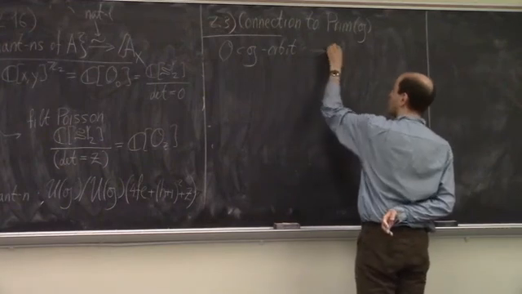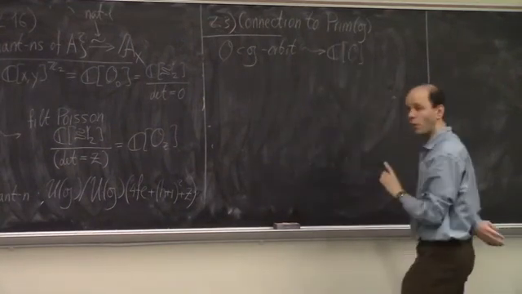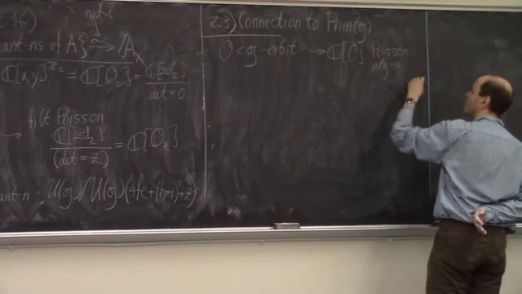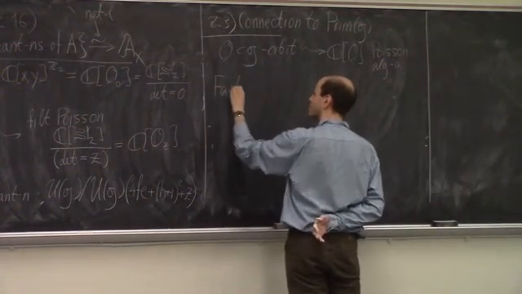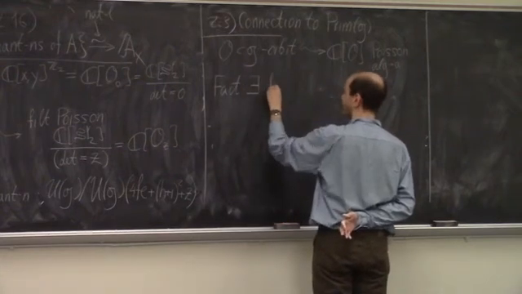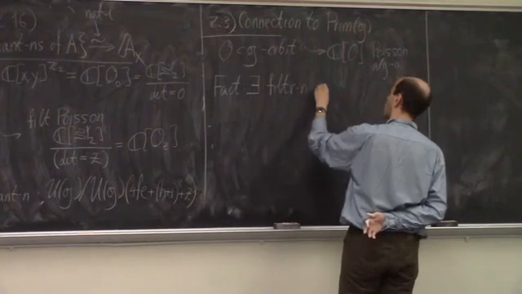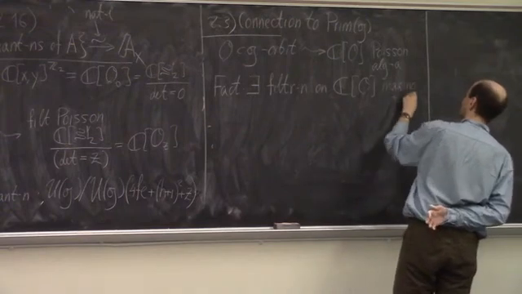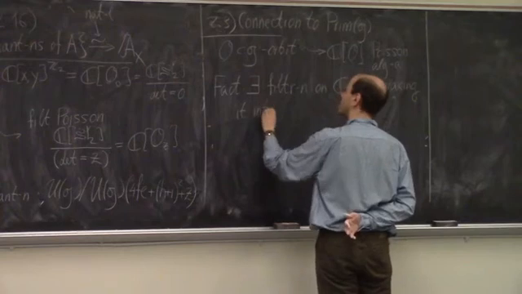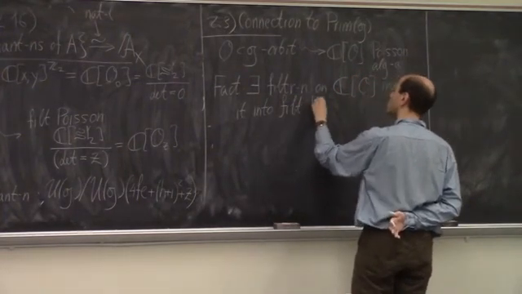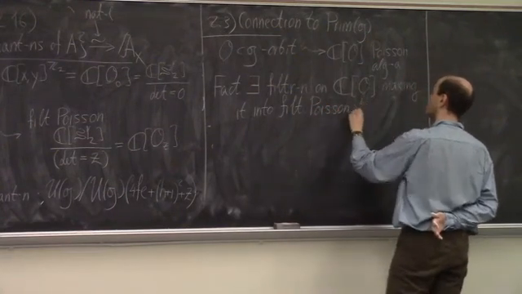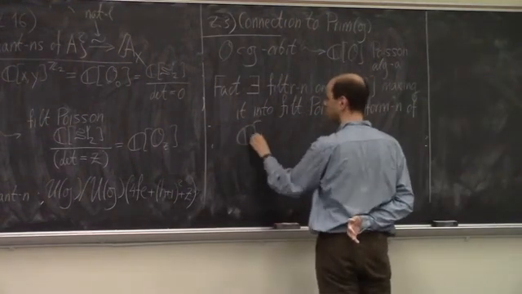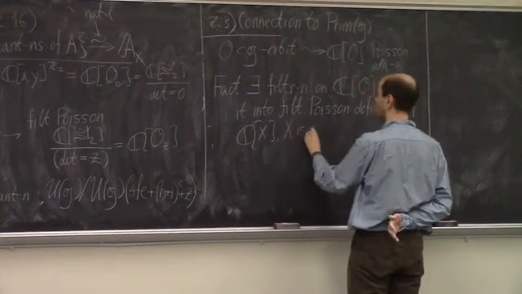And then I can consider the algebra of functions, and this is a Poisson algebra. Now, a fact is that there is a filtration on this algebra, making it into a filtered Poisson deformation of C[X], where X is an affine singular symplectic variety.